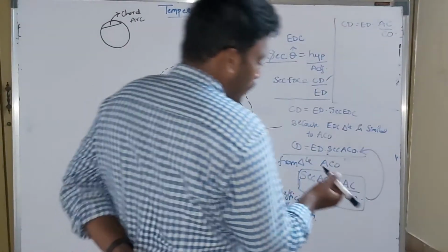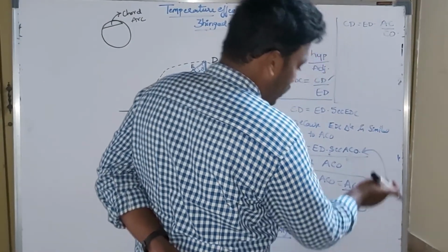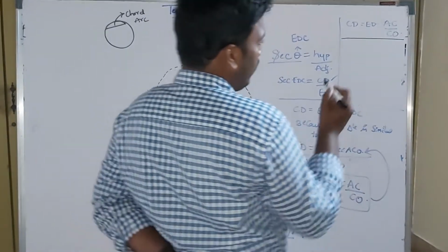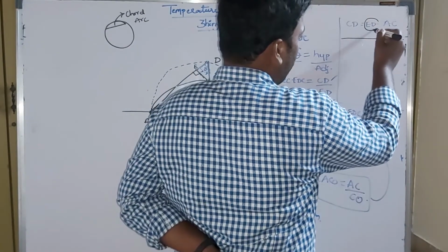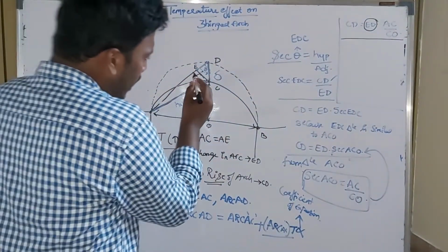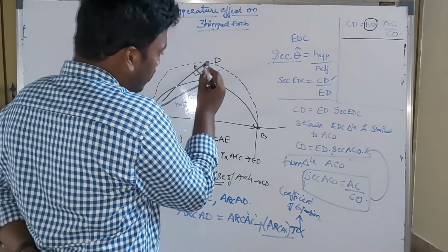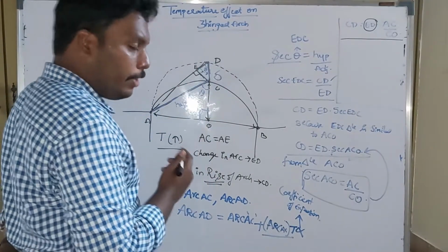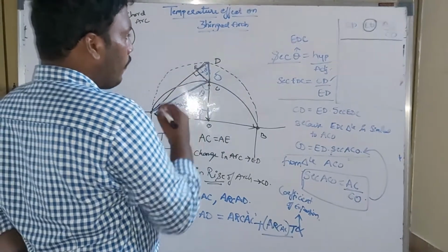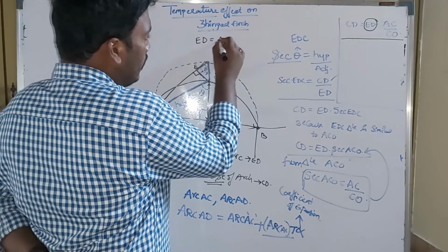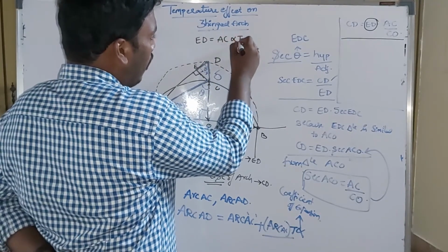Therefore, substituting this value in this equation, CD is equal to the E value developed. But we don't know the value of ED here. So how to find ED? We discussed earlier. What is ED? This is the extension portion of AC. Because AC extended, we got ED. How did ED develop from AC? We can write ED is equal to AC times alpha into T.